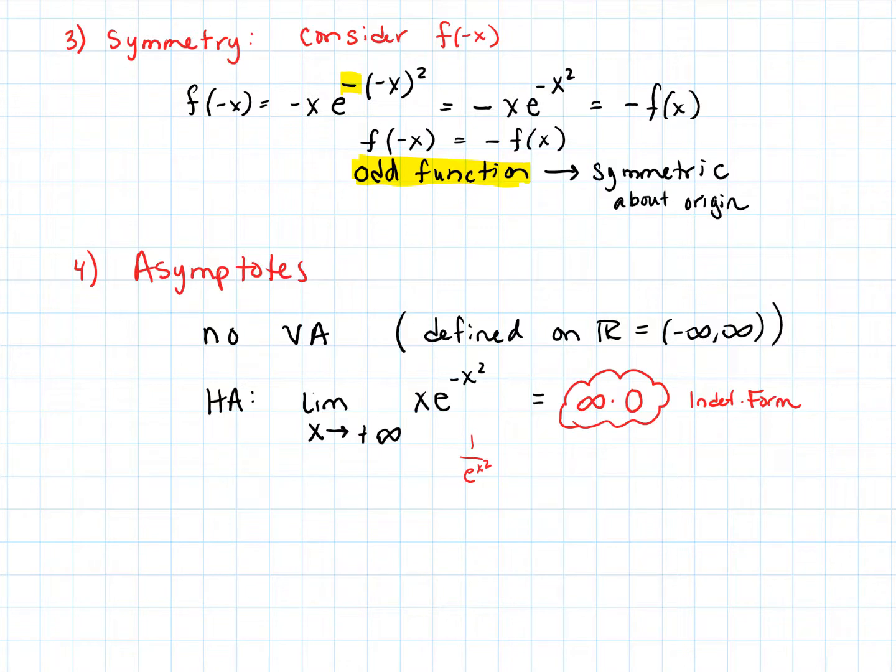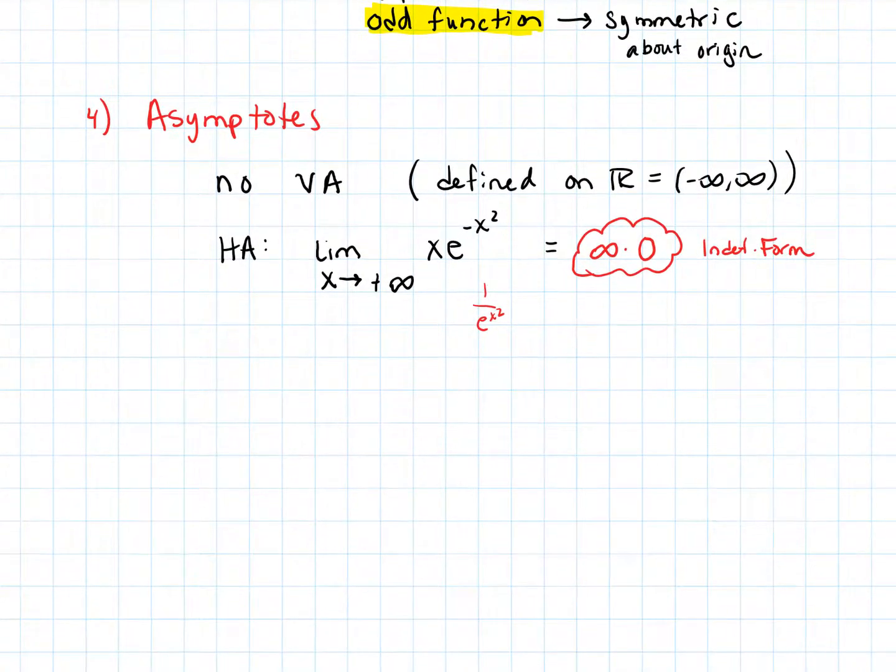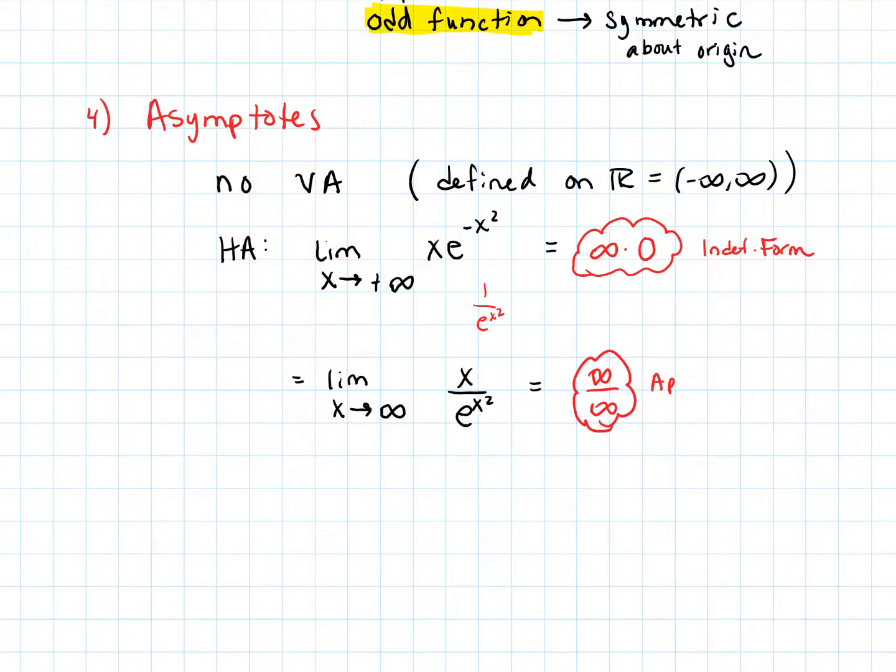We've got to do a little bit of work. We're just going to drop that negative exponent down to create a quotient. So this is going to become the limit as x is approaching infinity of x over e to the x squared. And that, of course, is infinity over infinity. That is indeterminate, but in that form, I can apply L'Hopital's rule. And that's what I want to do.